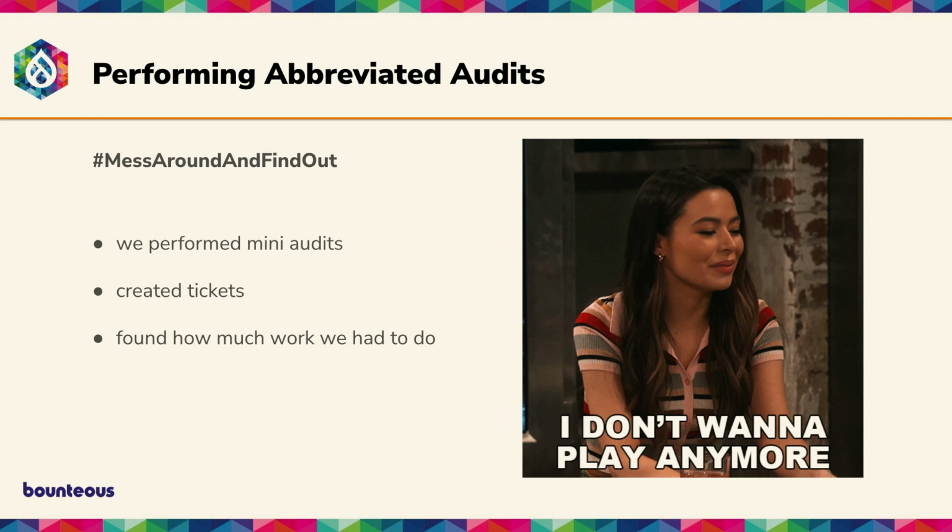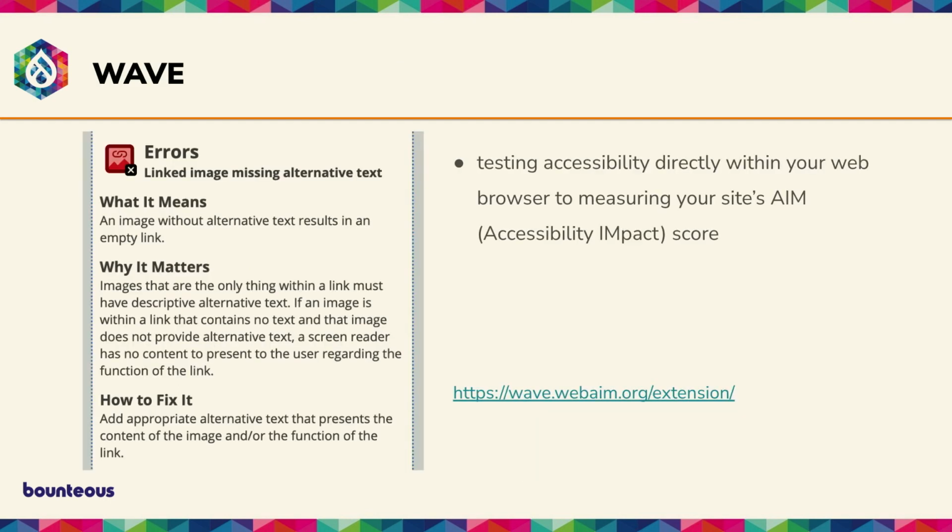Here are some of the big picture tools and some of the specific tools that we used. The first one is Wave. This is a suite of tools which allows users to do things from testing accessibility directly within your web browser to measuring your site's AIM or accessibility impact score. This helped us figure out the spots that we needed to focus on to get a better idea of what was going on, to get a bigger picture of how people were experiencing our site. And also, it pointed us towards specific issues, such as empty alt tags and empty form labels.